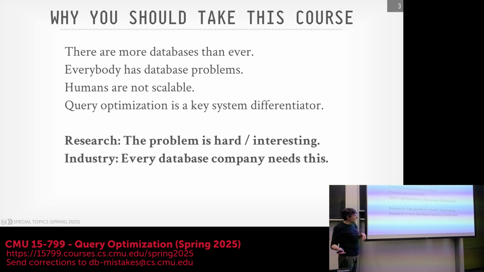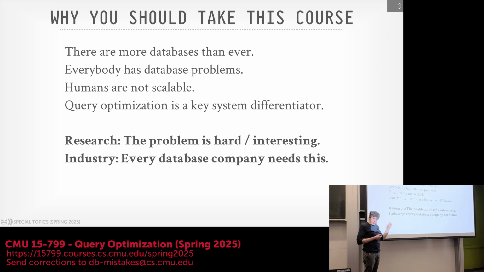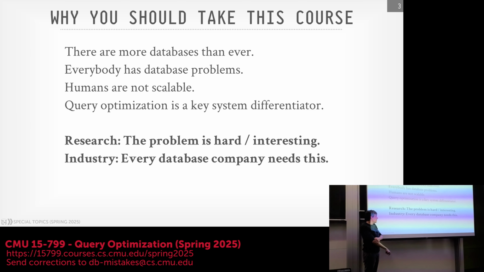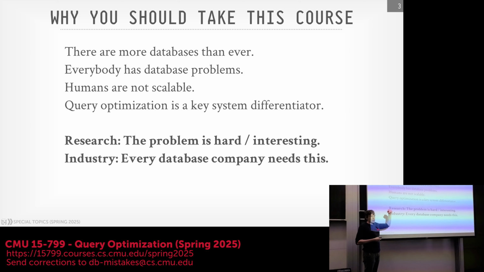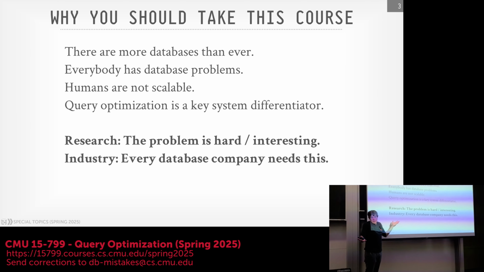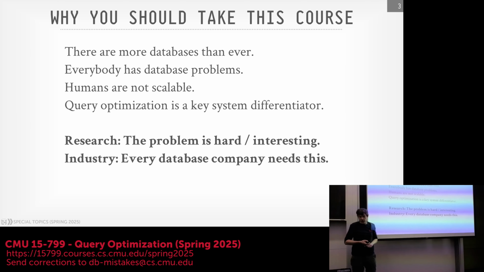From my perspective in research, the problem is very, very hard. I'm going to keep saying this throughout the entire semester: query optimization is an unsolved problem, and I find it really fascinating because I don't know anything about it. And in industry, people will pay you a lot of money if you can do this well. Since I've been at CMU for almost 10 years now, when the database companies email me, they always ask, do you have any students working in query optimization? Because it's really hard to find people with experience working on these things.